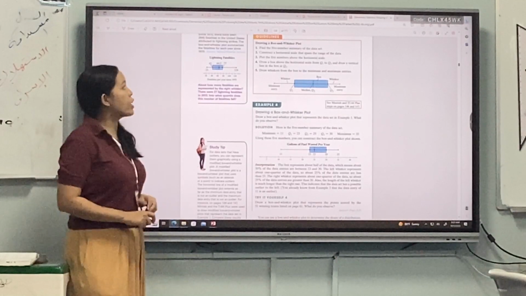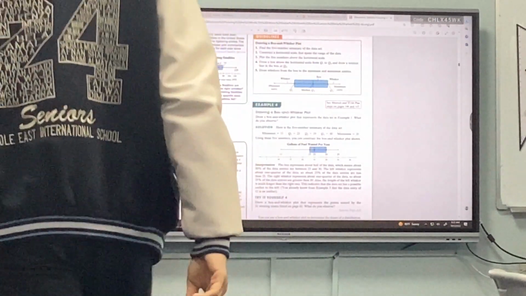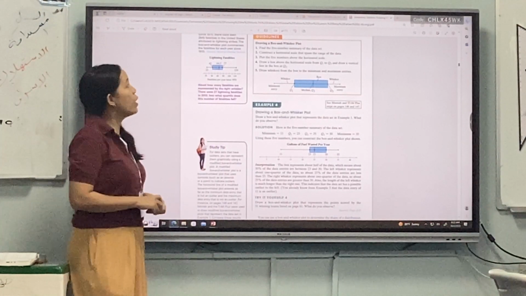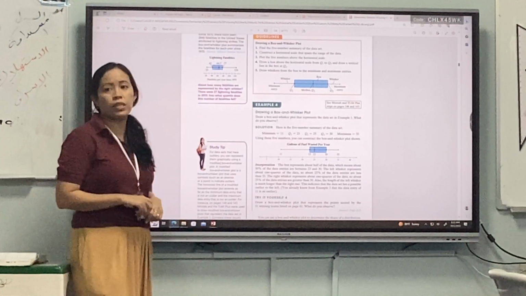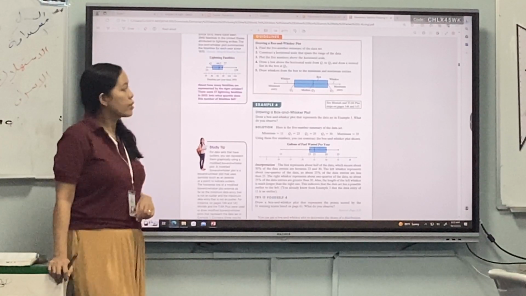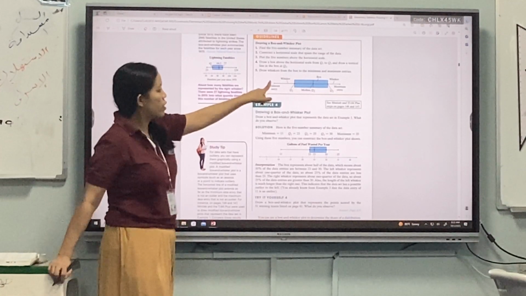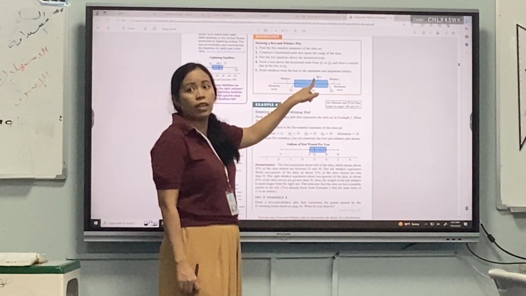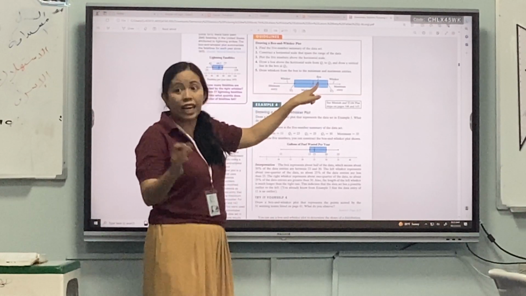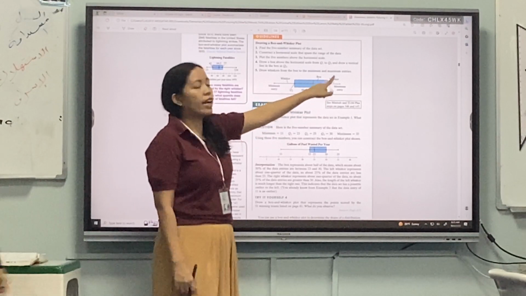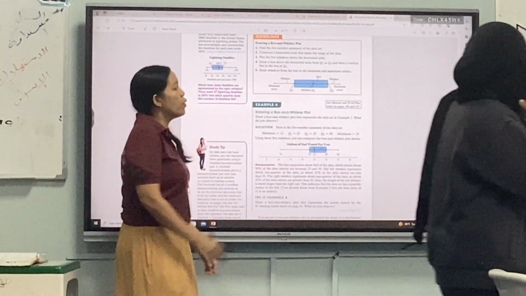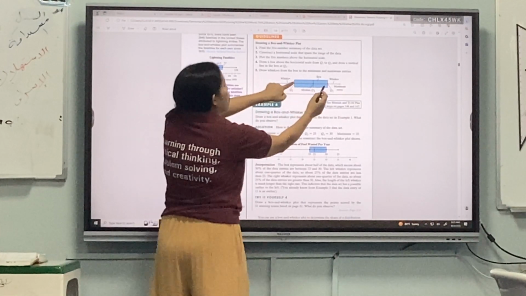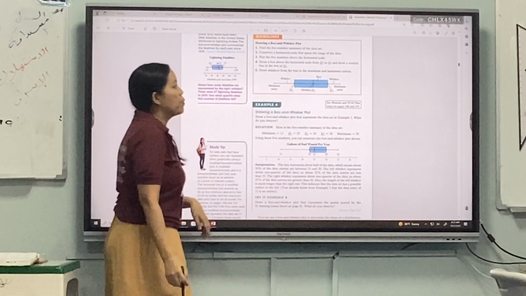Box and whisker plot. Colleen, how will you graph the box and whisker? Lowest value, quartile 1, then the median, quartile 2, that's correct, and then quartile 3, and then the highest value. Okay, now draw a box in all quartiles and draw the 2 lines for the minimum and maximum.